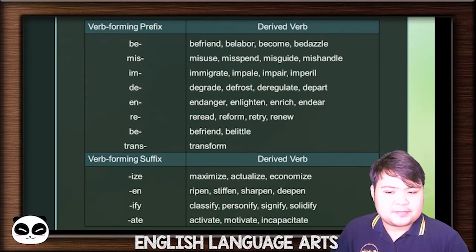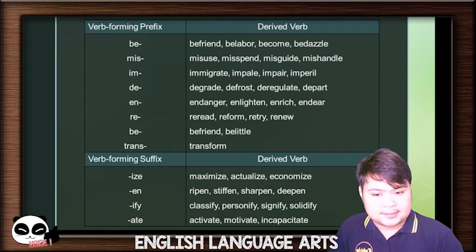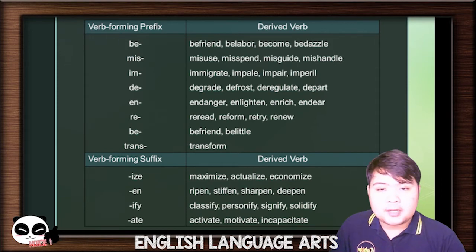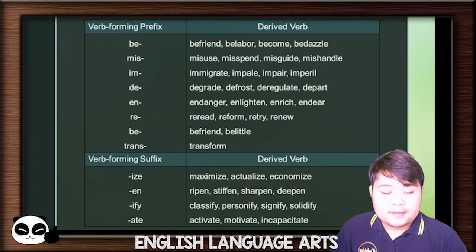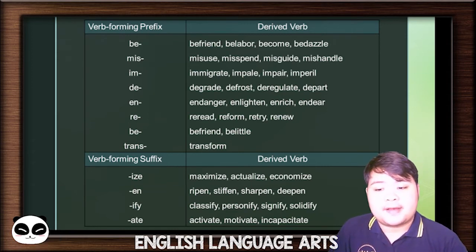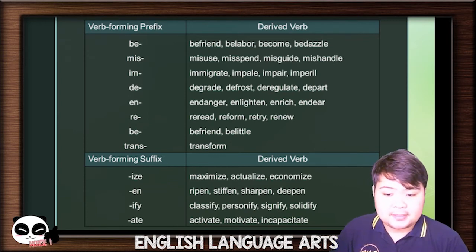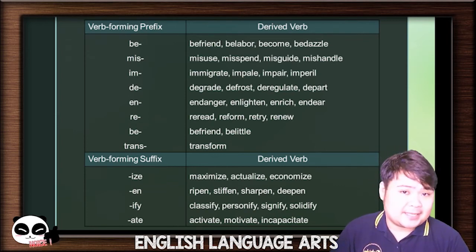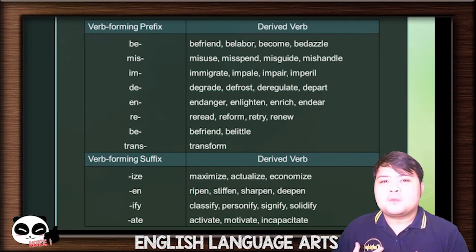With suffixes, for example, ize, we have maximize, actualize, economize. We have en, we have ripen, stiffen, sharpen, deepen. Fy, we have classify, personify, signify, solidify. And ate, we have activate, motivate, incapacitate. All of these are different words, right?